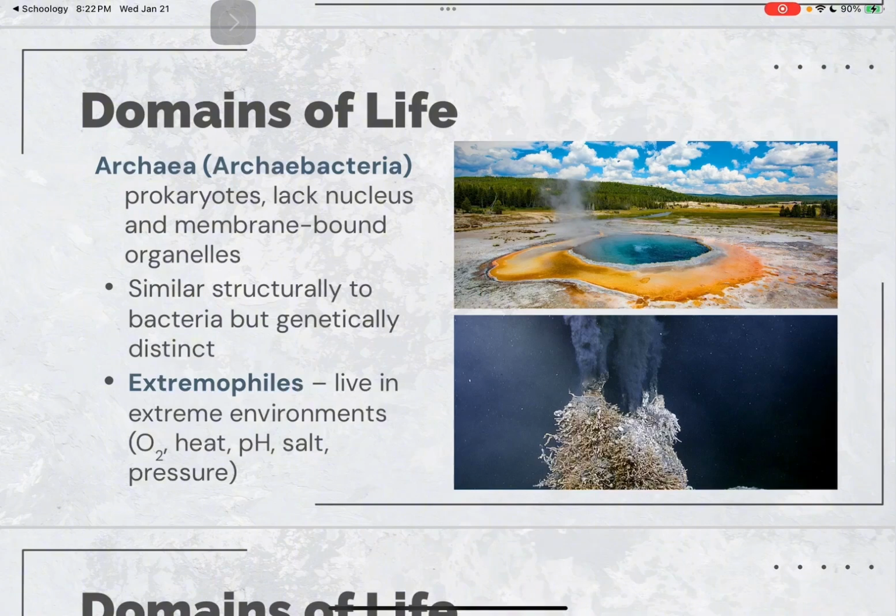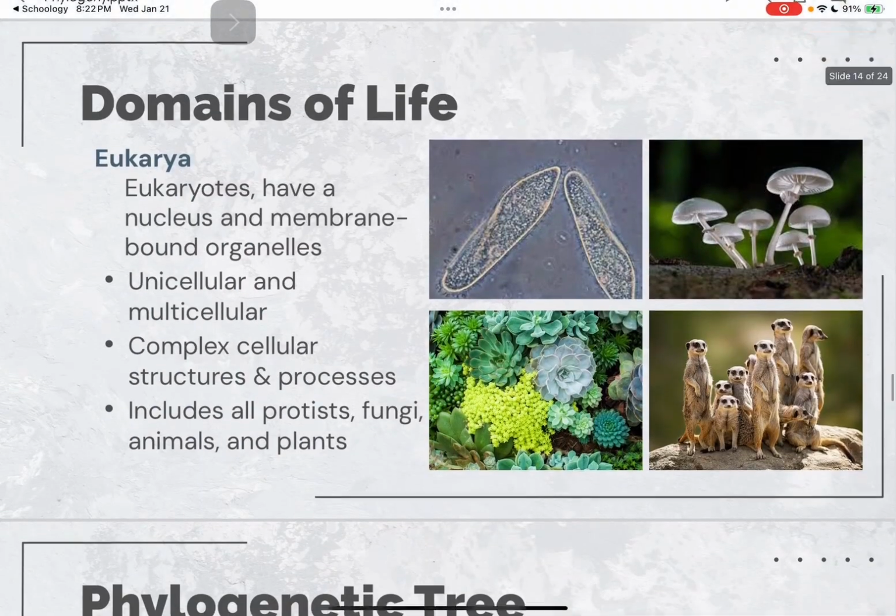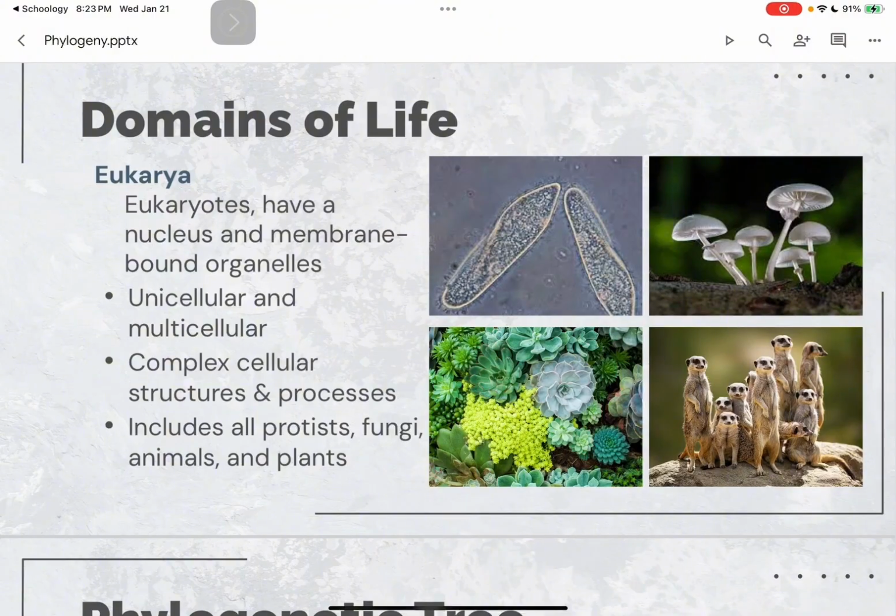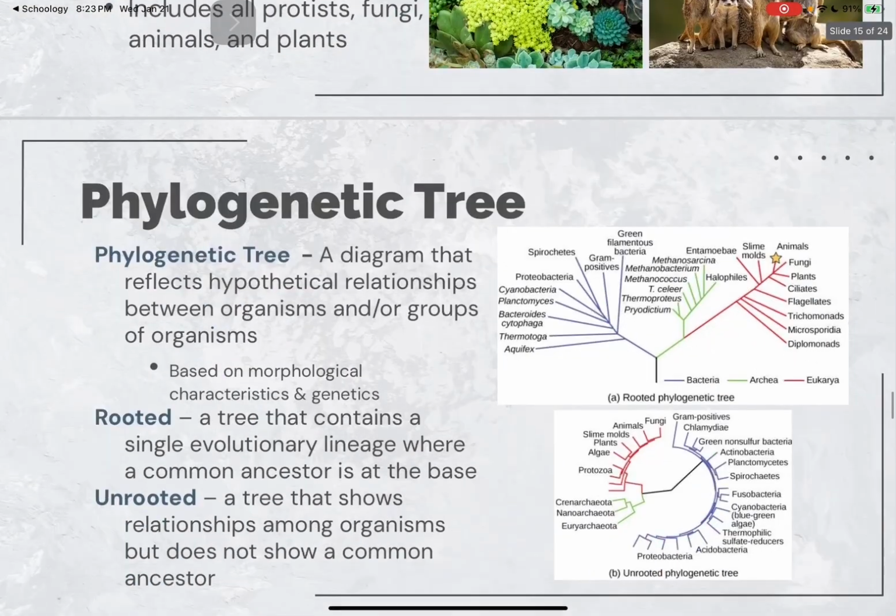Or if the bacteria lives in a completely dark environment, at the very bottom of the ocean where the pressure is high and there is no light reaching that organism, it's going to be classified as an extremophile because that's an extreme environment. And eukarya, our favorite, because we're eukaryotes. Eukarya has eukaryotes, which do have a nucleus, and they do have membrane-bound organelles. These can be unicellular or multicellular, but they're complex cellular structures that have complex processes. And this includes the protists, fungi, animals, and plants.